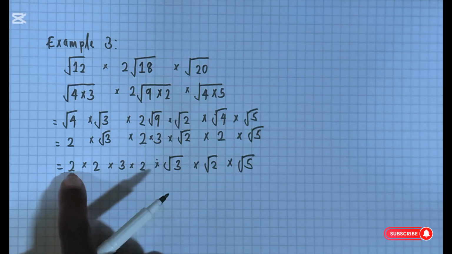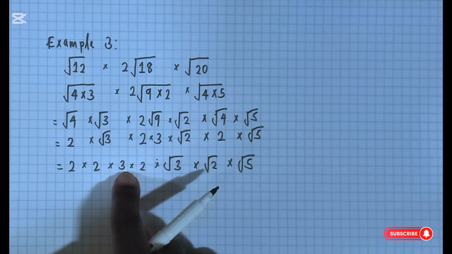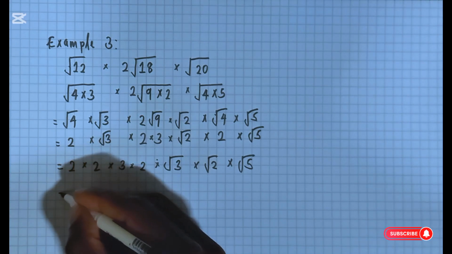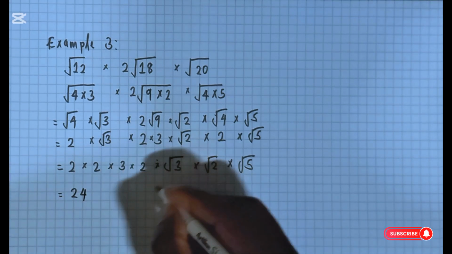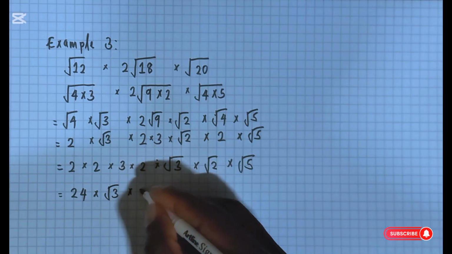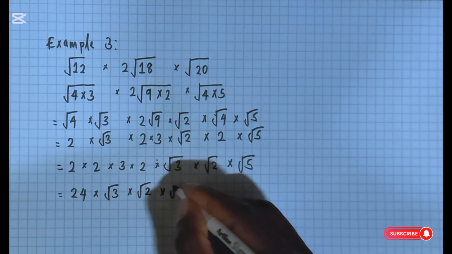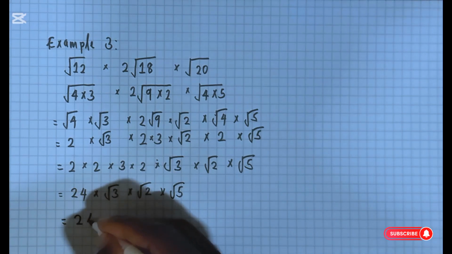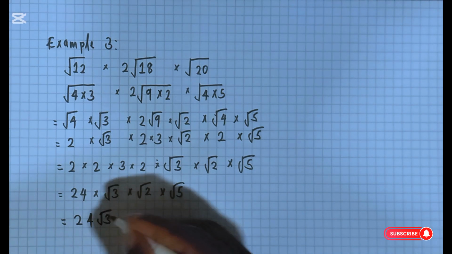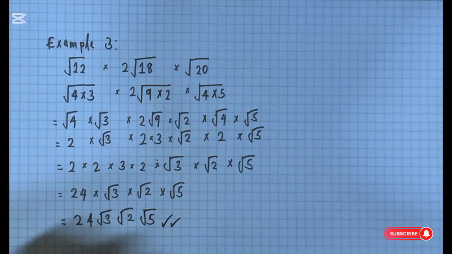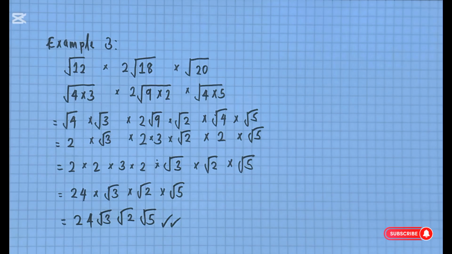Now we multiply the surds: root 3, times root 2, times root 5. Note we are going to have 2 times 2 giving us 4, 4 times 3 giving us 12, 12 times 2 giving us 24 there. So we're going to have 24 times root 3 times root 2 times root 5. So this can just simplify to 24 root 3 root 2 root 5 as our final answer. All right, so that's it for multiplication.